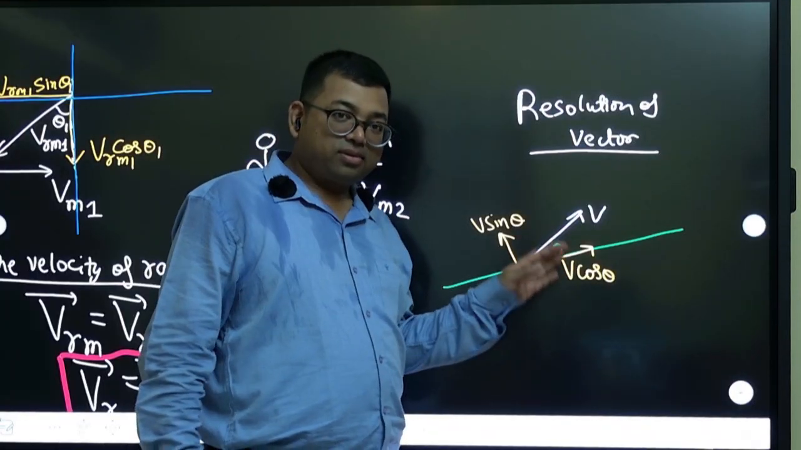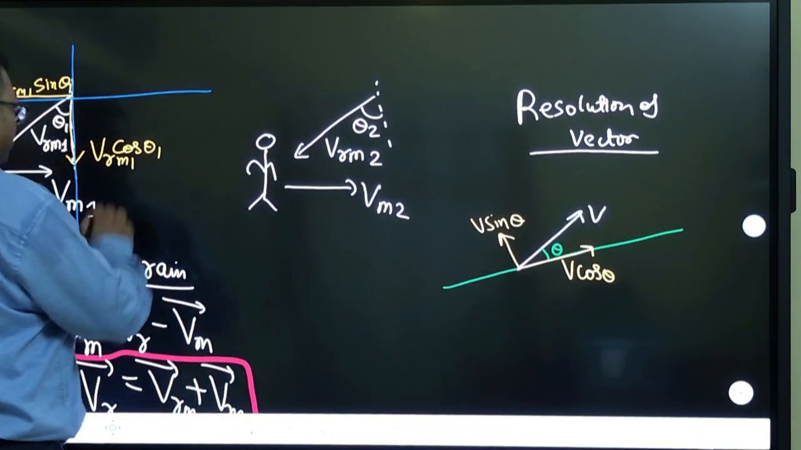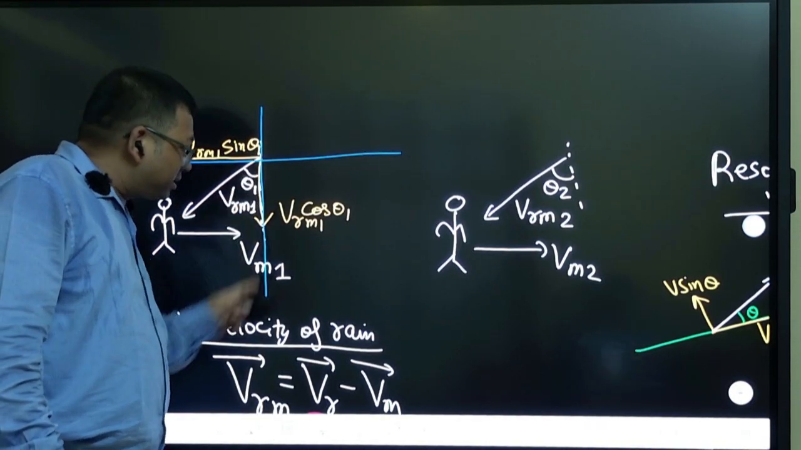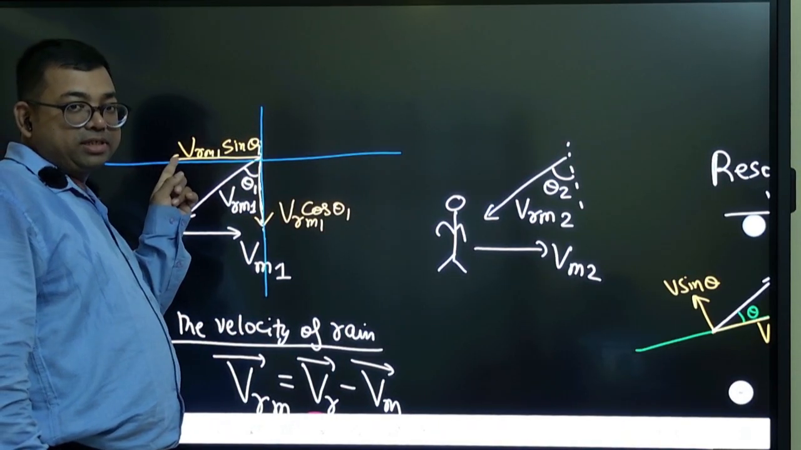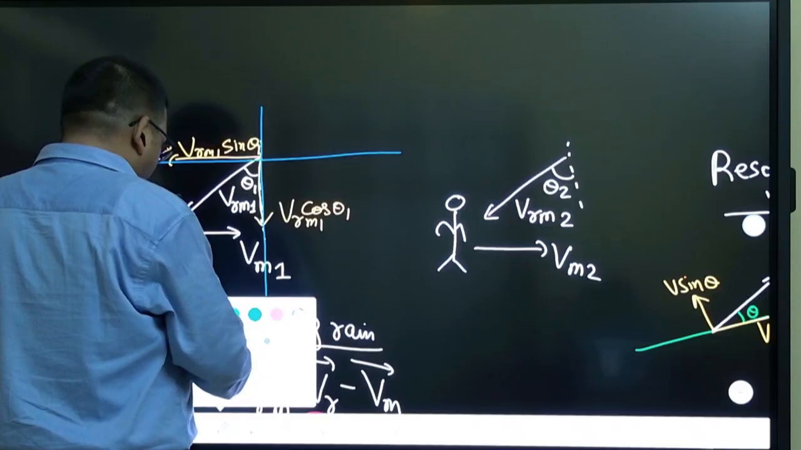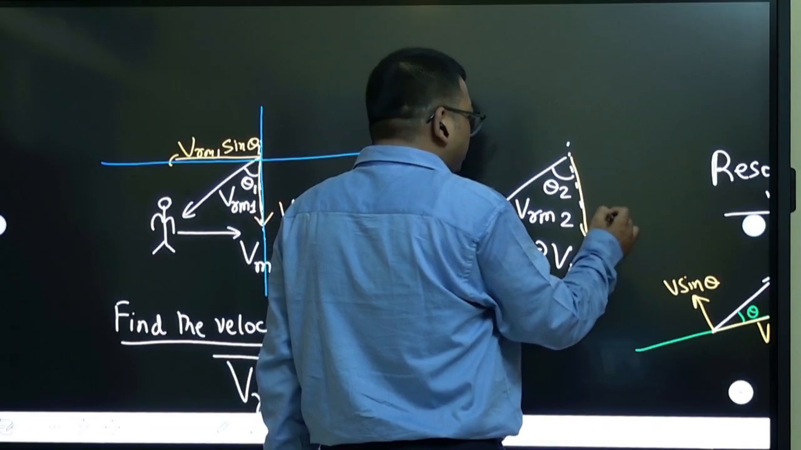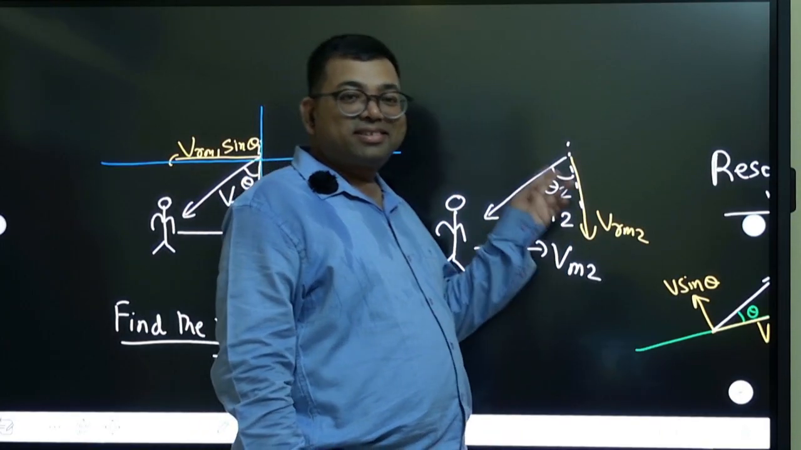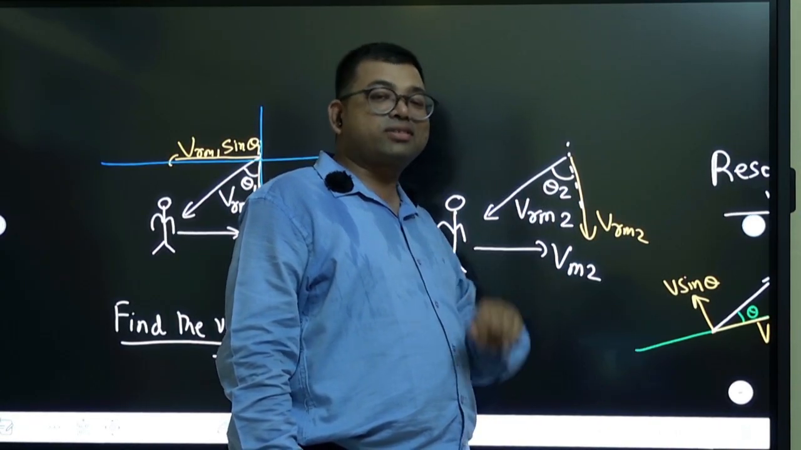Clear or not? Okay, once you understood this, now coming to this one, how did we resolve this? This angle theta is with this direction, so this is the cos theta component, this is the sin theta component. That's what we have done. Similarly, now here you tell me how to do that. Same manner you do it here also. So this side is theta 2, right? So this will be VRM2. Again, whichever direction is theta, that is cos.